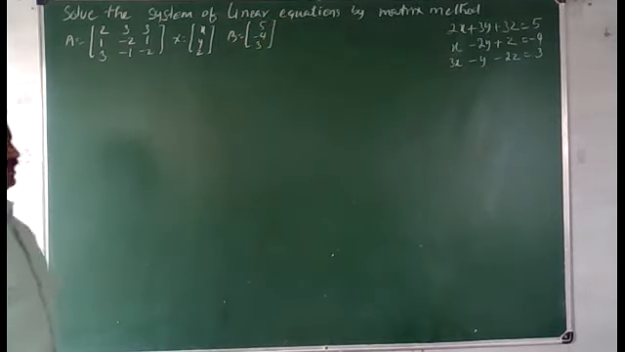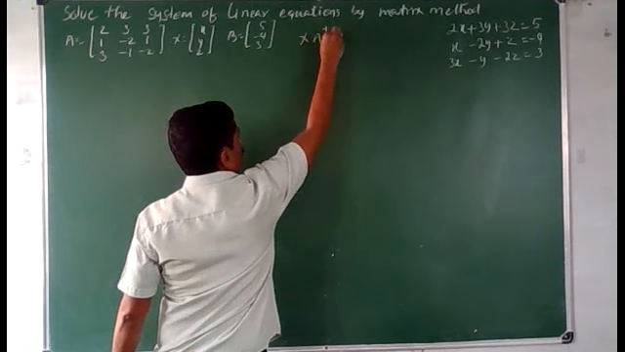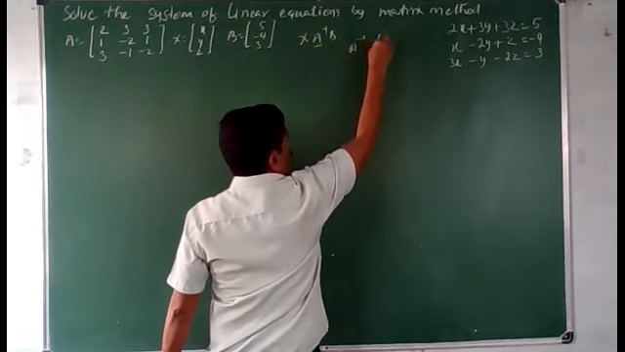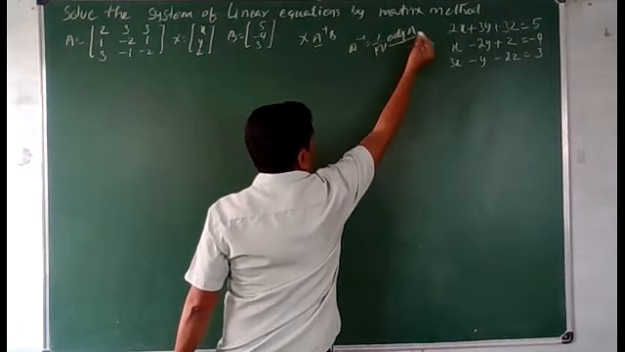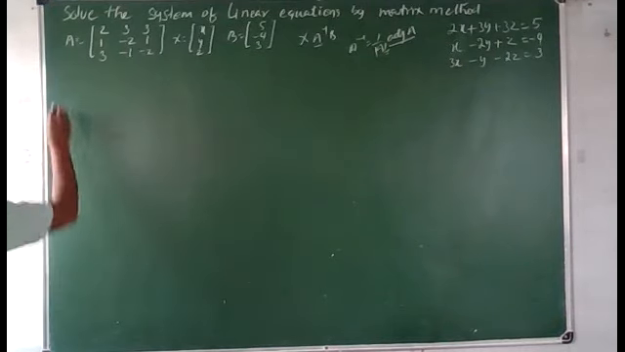So now we need to find, we have the formula X is equal to A inverse into B. We have to find A inverse. What is A inverse? A inverse is equal to 1 divided by determinant of A into adjoint A. And then we will find the adjoint of A as well as the determinant of A. First we will find the adjoint of A.